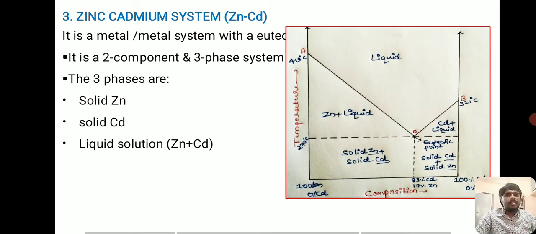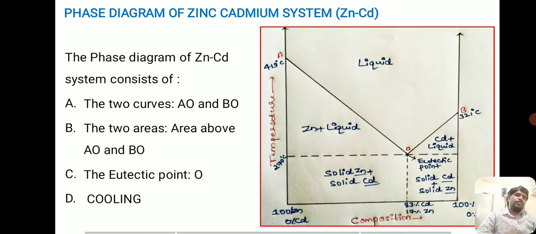The three phases are, one is solid zinc, next one is solid cadmium, and another one is liquid solution of zinc and cadmium. Coming to the phase diagram of zinc cadmium system. The phase diagram consists of two curves, one is AO and another one is BO, and two areas, that is area above AO and above BO. You can observe here in the diagram, area above AO and above BO, and eutectic point, that is O. Here it is eutectic point. In the previous case it was triple point. Here it is called as eutectic point.